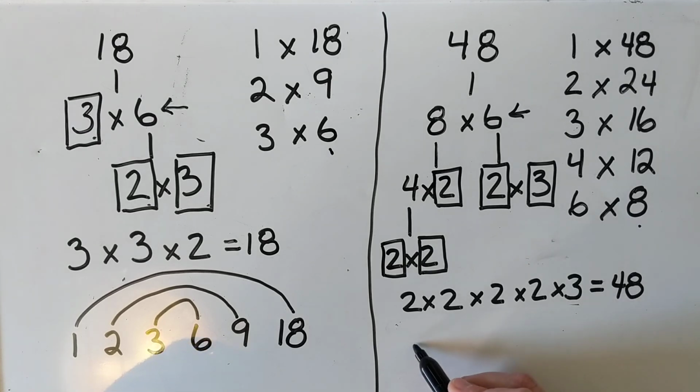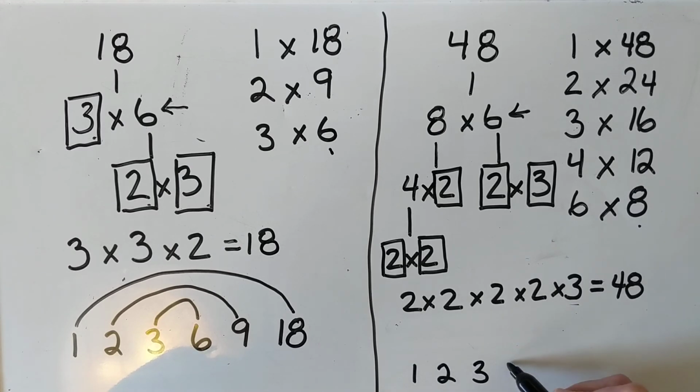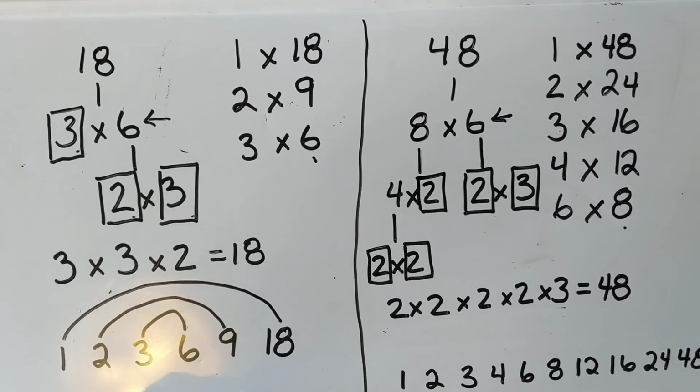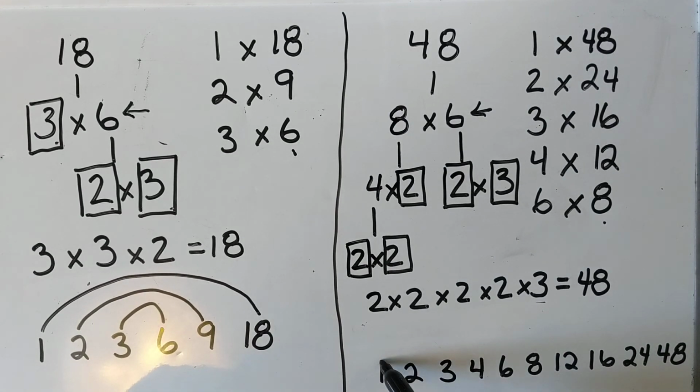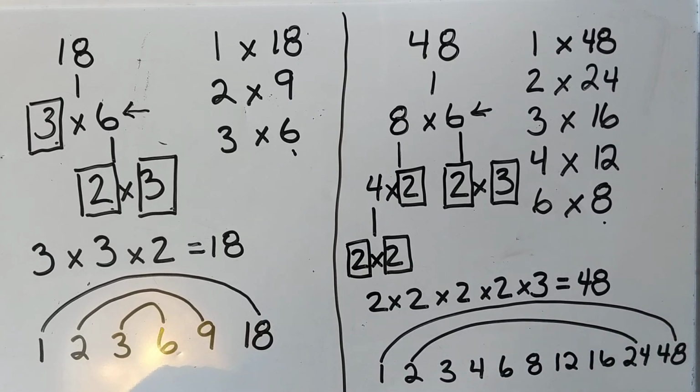So then I'm going to list them in ascending order and go 1, 2, 3, 4, 6, 8, 12, 16, 24, and this is kind of going off the screen, 48. Scooch that down a little bit if I can. So now I can quickly check with my rainbow. So I can go 1 times 48, yep. 2 times 24, yep. 3 times 16, 4 times 12, and 6 times 8. So I have found all the factors of 48.